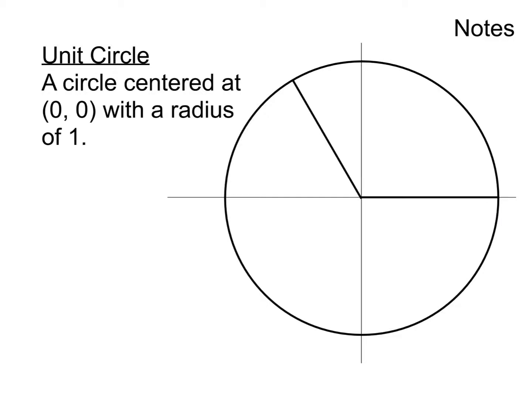That's actually why it's called a unit circle. It's called a unit circle because the radius is 1 unit long.